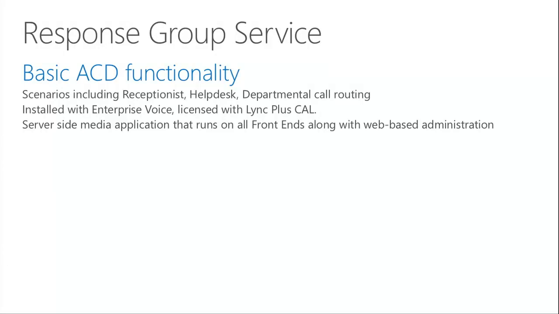So let's start with the response group service. The response group service is basic call distribution functionality, right? It's for applications like routing to a receptionist or help desk, small-scale queuing where there might be multiple incoming calls that need to be answered, and then potentially rerouted from there. But on a small to medium scale, right?